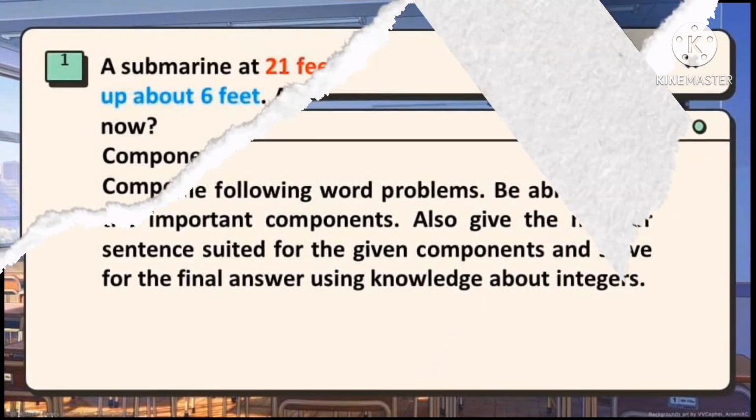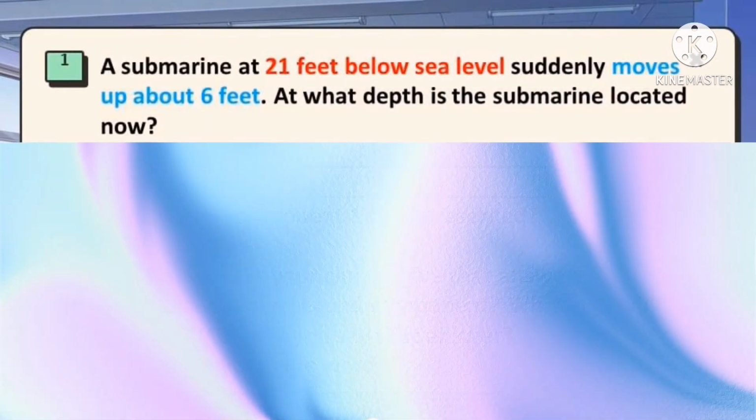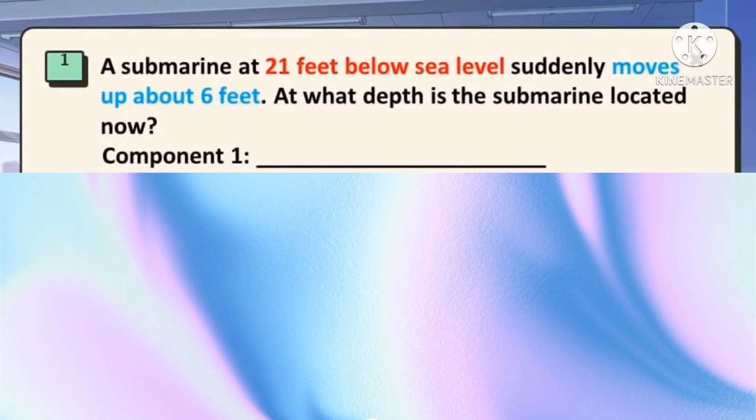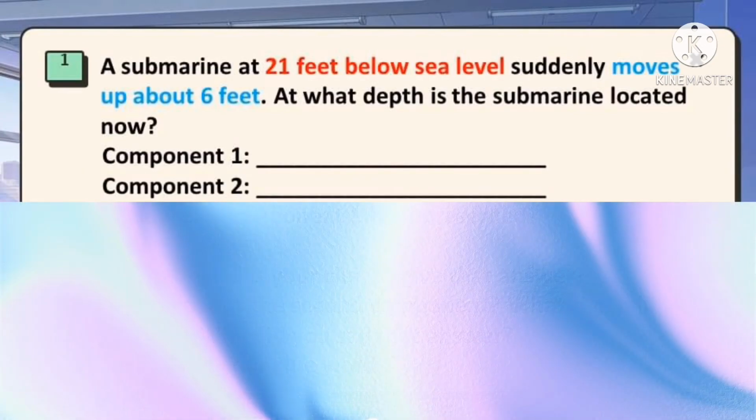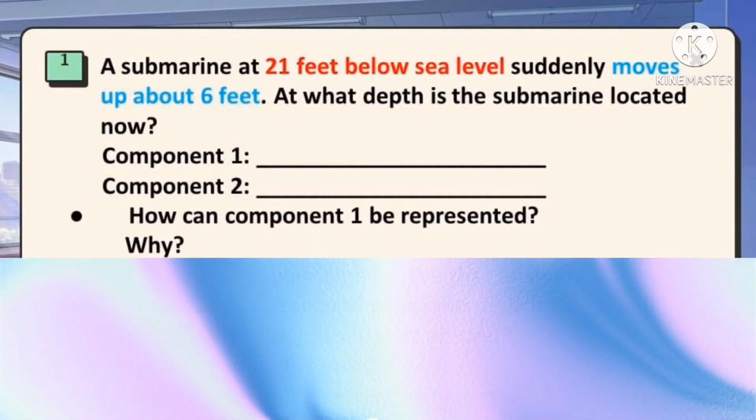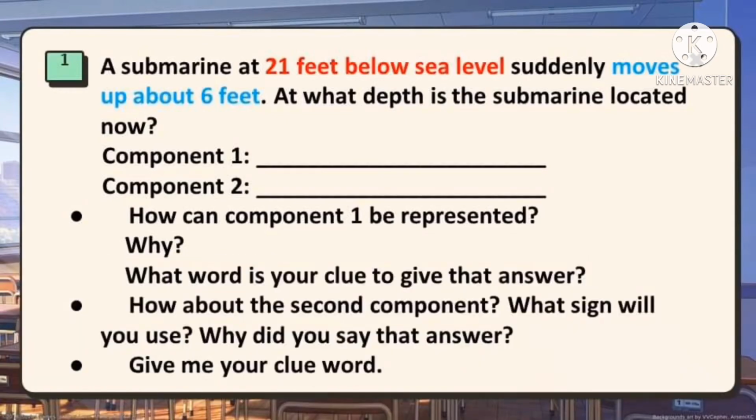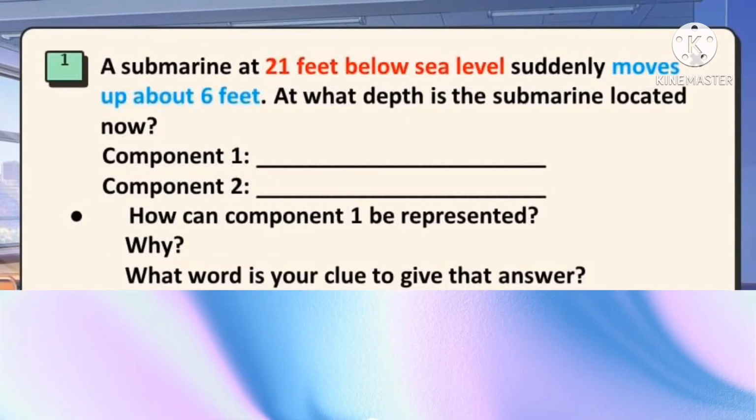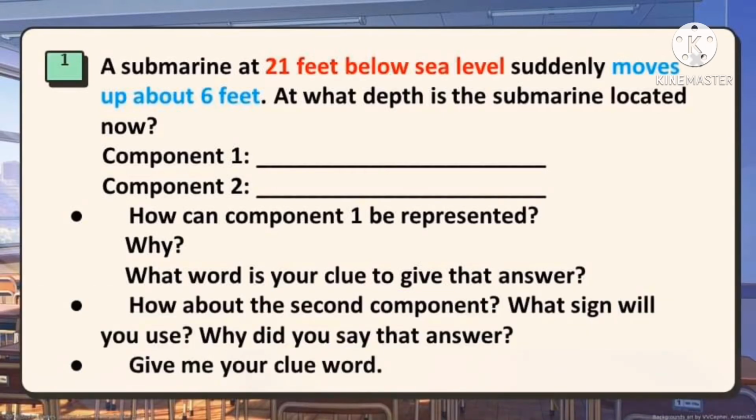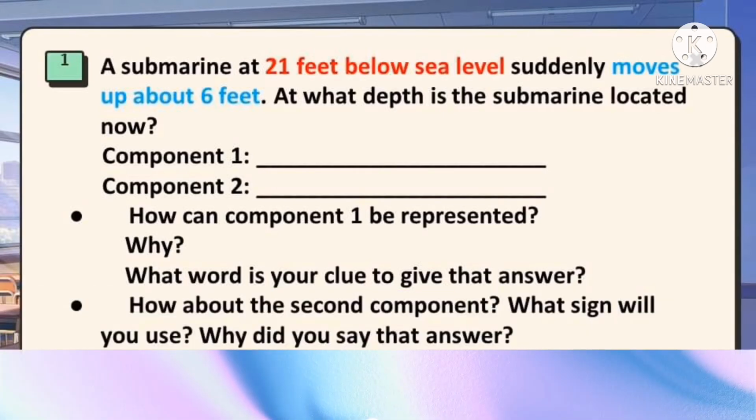Number 1. A submarine at 21 feet below sea level suddenly moves up about 6 feet. At what depth is the submarine located now? What is component 1? How about component 2? How can component 1 be represented? Why? What word is your clue to give that answer? How about the second component?